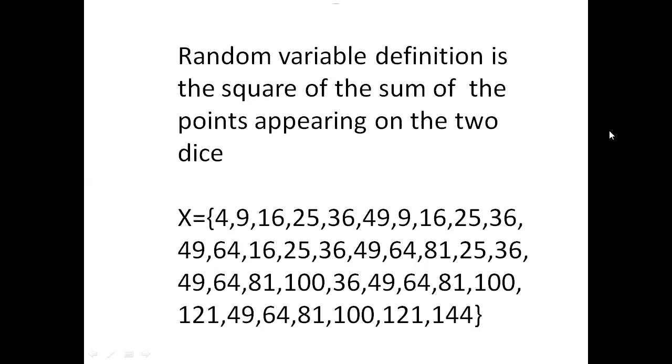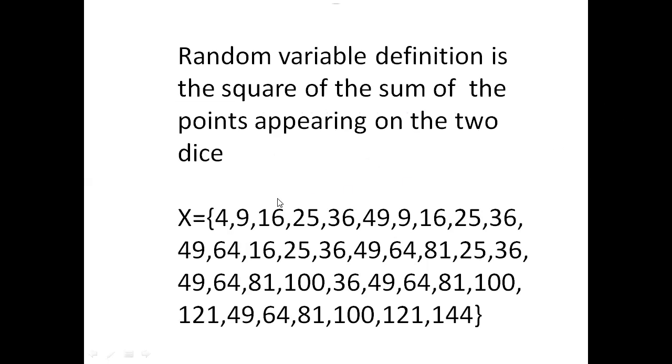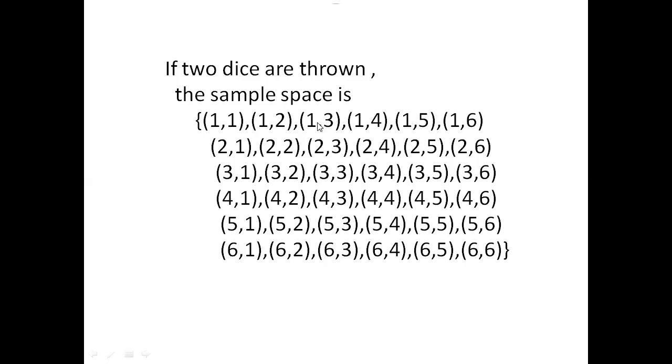So if you are taking the first outcome 1, 1, what is the sum for 1, 1? 2. Square of the sum, that's why square of. So 2 square. What is 2 square? 4. Okay, so like that. 1, 2. The sum is 3. Square of 3 is 9. Okay, so 4, 9. Next 1, 3. What is the sum? 4. Square of 4, 16.